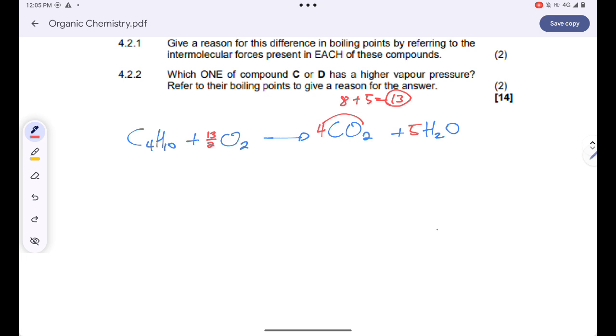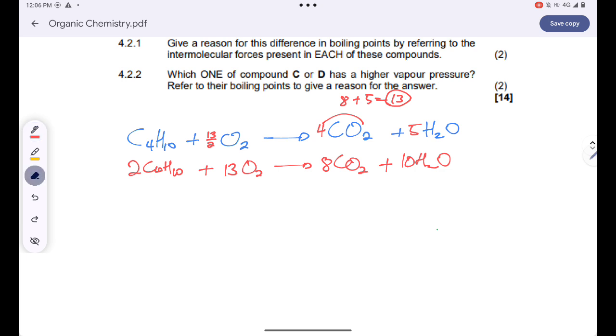So whenever I do that, I'll simply have 2 multiplied by C4H10, and then over there the 2's will cancel. I'll be left with 13 O2. This will give me 8 CO2 plus 10 H2O. Now let me see that everything is balanced.